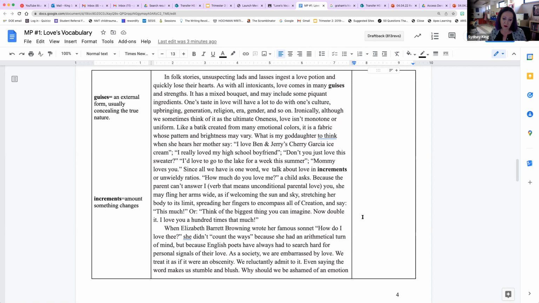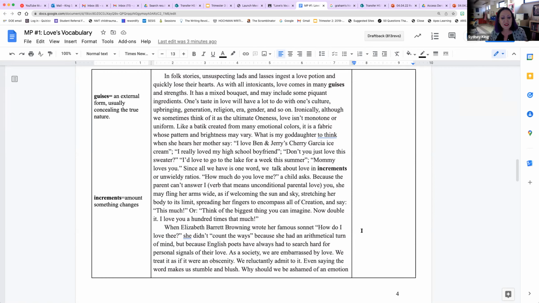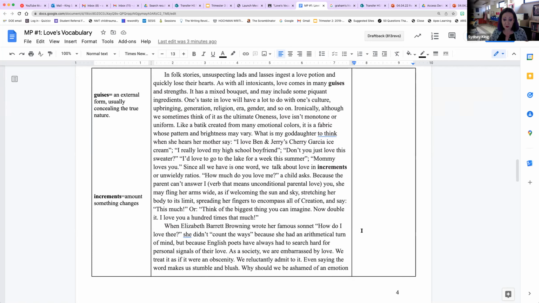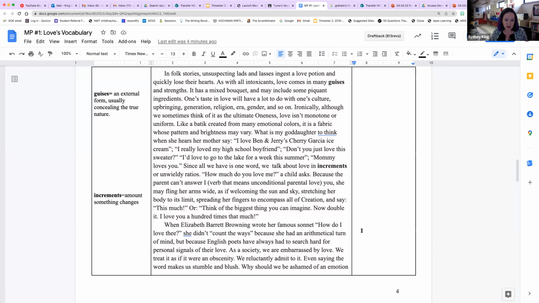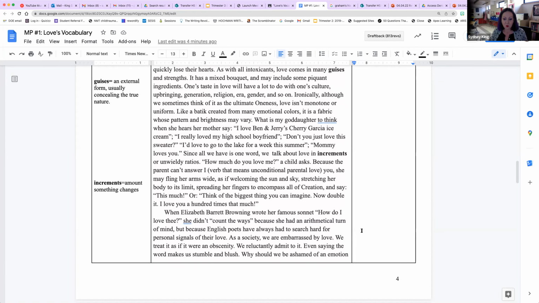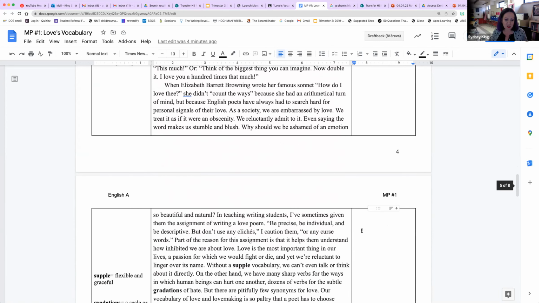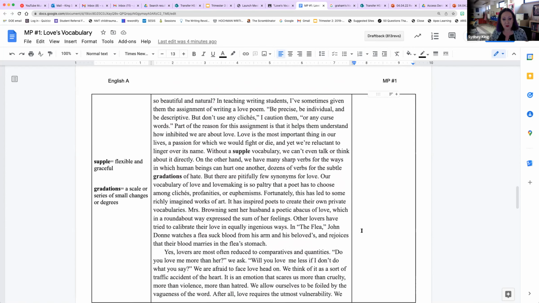When Elizabeth Barrett Browning wrote her famous sonnet, "How Do I Love Thee?" she didn't count the ways because she had an arithmetical turn of mind, but because English poets have always had to search hard for personal signals of their love. As a society, we are embarrassed by love. We treat it as if it were an obscenity. We reluctantly admit to it. Even saying the word makes us stumble and blush. Why should we be ashamed of an emotion so beautiful and natural?